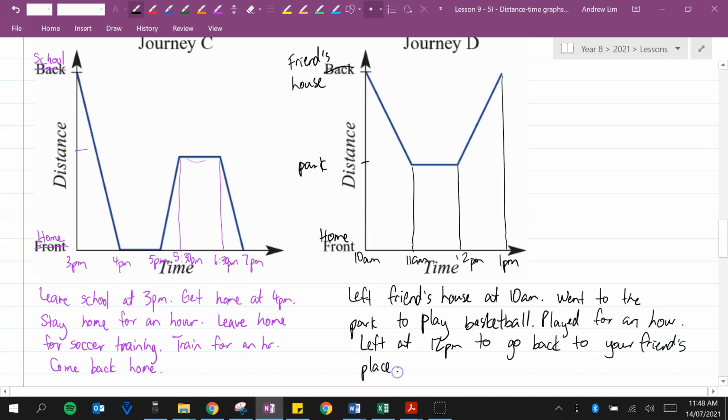Okay, so you and your friend, you're hanging at your friend's place, you're playing Xbox or PS5. You decide, oh, we need a break from the TV. Let's go play some sport. So you travel towards your house where the park is, because the park is actually halfway between your home and your friend's home. You play basketball for an hour, and then you're like, okay, we need a rest. Let's go back and play some more PS5. So you go back to your friend's house.